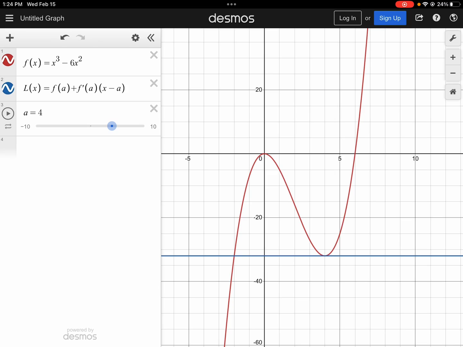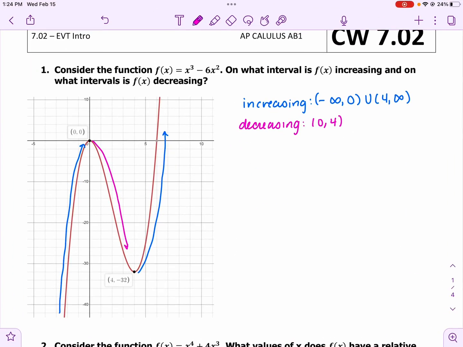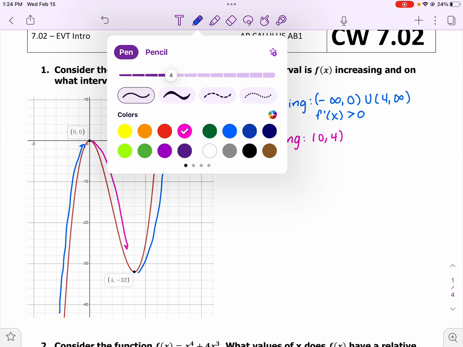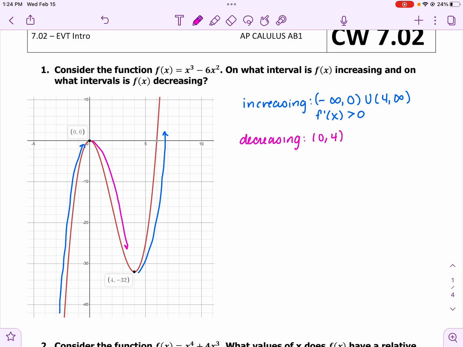So let's put this all together in terms of words and some notes for a second. If I want to know where a function is increasing, that would mean where the slope of your tangent line is positive. That would mean that f prime of x, or the derivative, would have to be greater than 0. In addition to that, if we want to know where a function is decreasing, that would mean that the slope of the tangent line, or f prime of x, would have to be negative, or less than 0. So how do we do that algebraically?